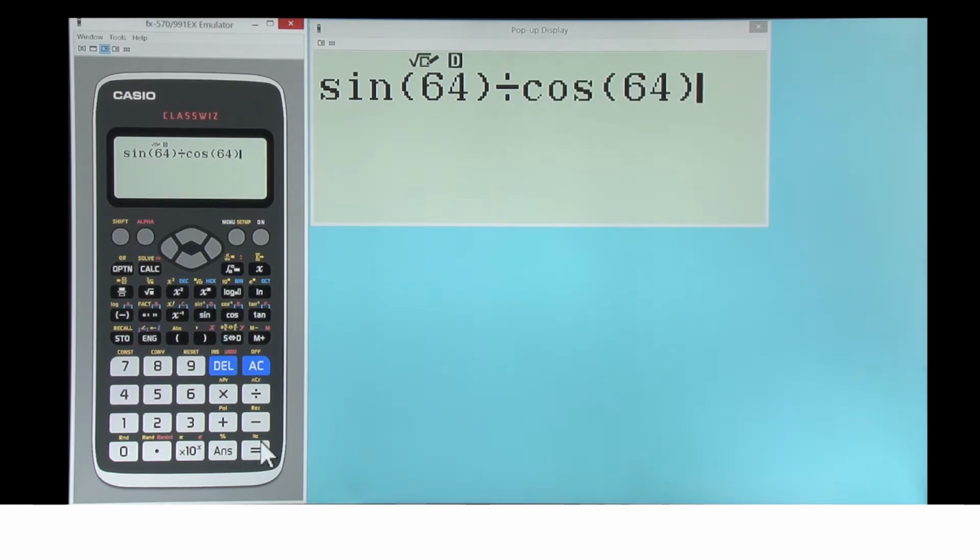And if you think about that, students think about that, they should think the cosine of 64 is less than 1. So if you divide something by a number less than 1, it should increase, as indeed it does. So the result is larger than 1, which is larger than the values of a sine could possibly be. But to study this better, let's look at a table of values.